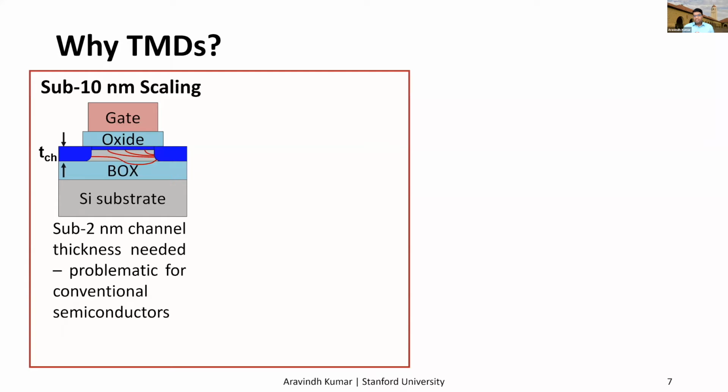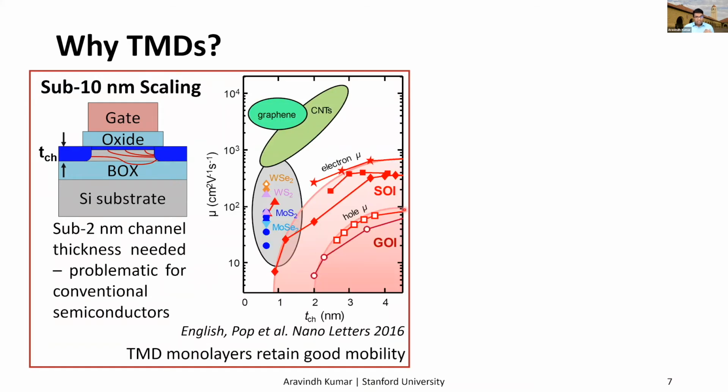So why should we study these TMDs? As mentioned before, TMDs are really promising for nanoscale transistor applications. In the state-of-the-art transistors, the physical gate length is still stuck at 20 nanometers. In order to scale the gate length below 10 nanometers, channel thickness less than 2 nanometers is required. This becomes problematic for conventional semiconductors like silicon and germanium because the mobility degrades at these very thin limits. Whereas TMDs, on the other hand, retain excellent mobility even at the monolayer limit. This is because of their inherently layered nature.